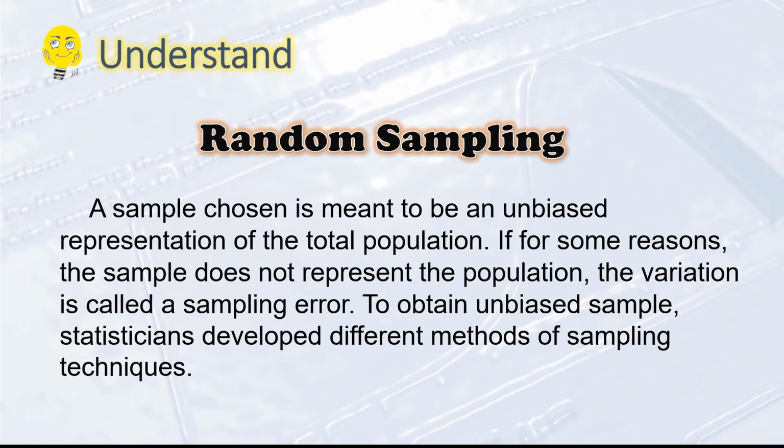This time, let us go to random sampling. A sample chosen is meant to be an unbiased representation of the total population. If for some reasons the sample does not represent the population, the variation is called a sampling error. To obtain unbiased sample, statisticians developed different methods of sampling techniques.